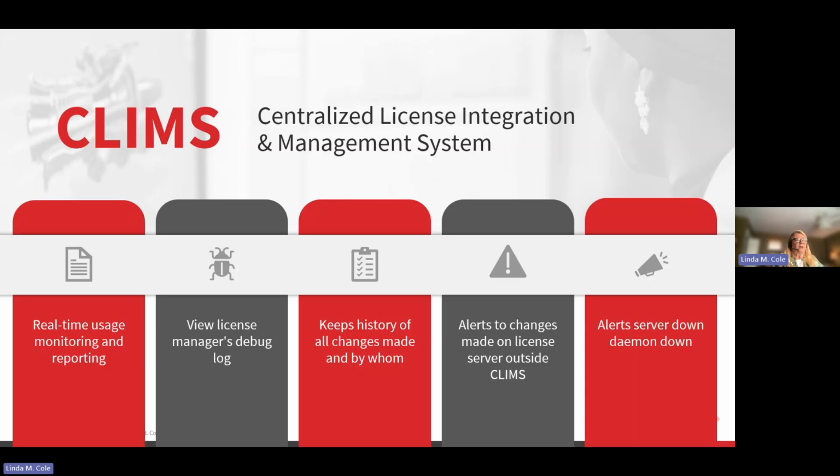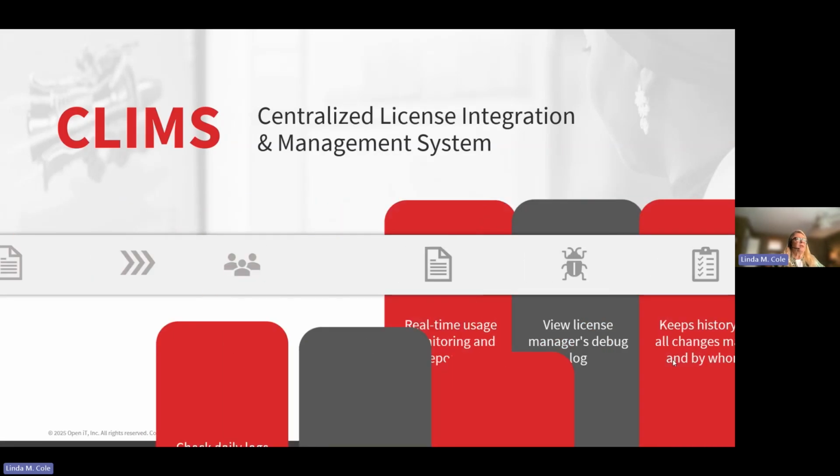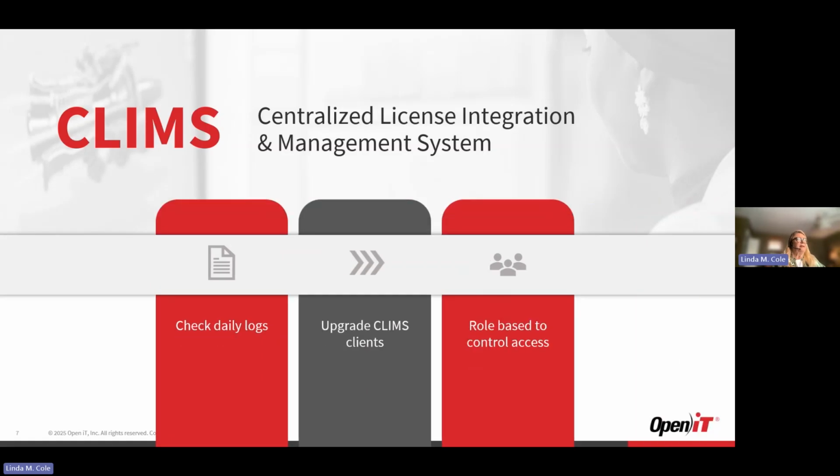It'll actually alert you as well. Again, I'm going to show you this. If somebody goes directly to the server and makes a change, it'll actually tell you in the dashboard. There are some alerts on there that we'll go through for, again, changes made outside of CLEMS, server down, daemon down. The other thing you can check, again, daily log files. If you need to update, so CLEMS is a collector or an agent that sits on those licensed servers. You have the ability to upgrade all of them, or you can do them individually, but it's much easier to check that box and upgrade all.